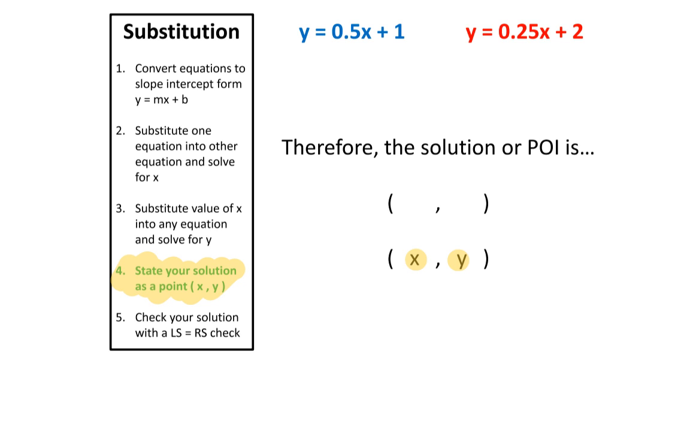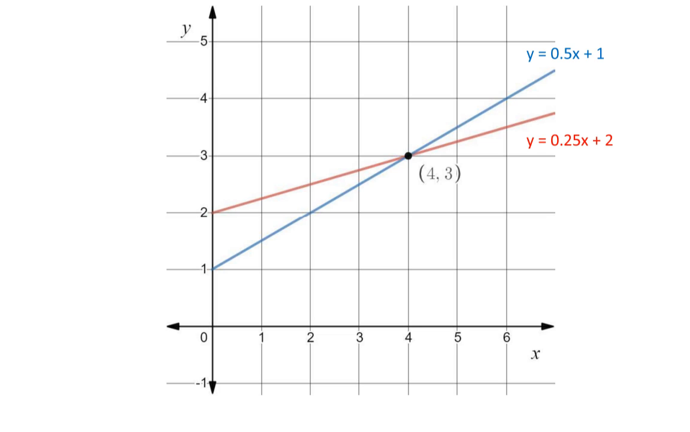The very last step is to check your solution with a left side right side check. However, we won't be covering this in today's lesson. I've gone ahead and graphed my blue line and I've graphed my red line, and as you can see, the point of intersection is 4 and 3.